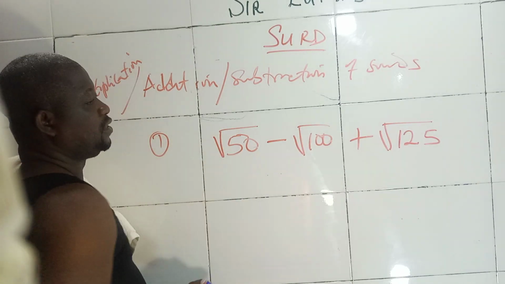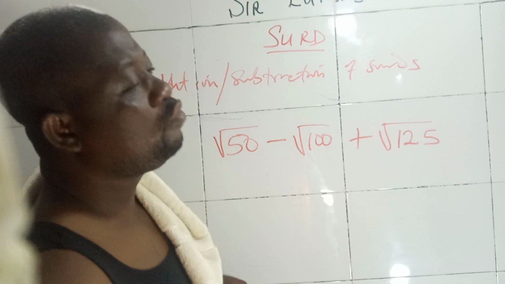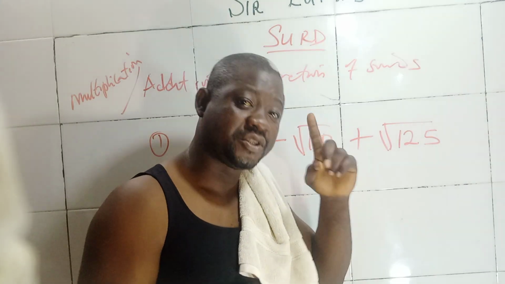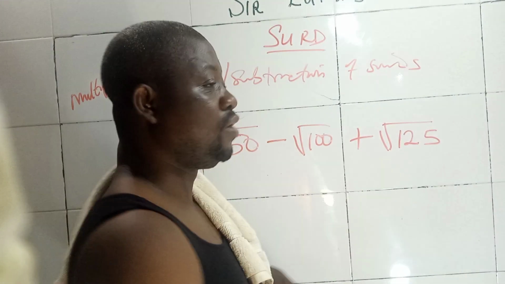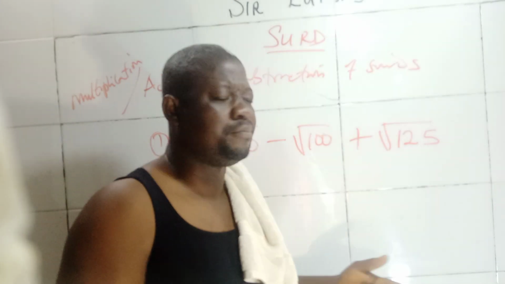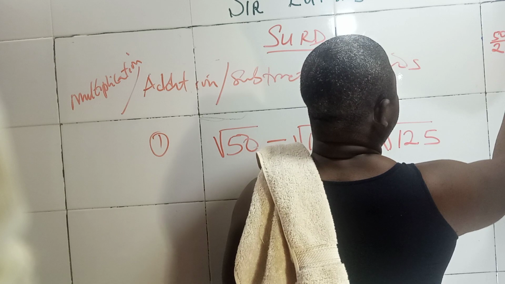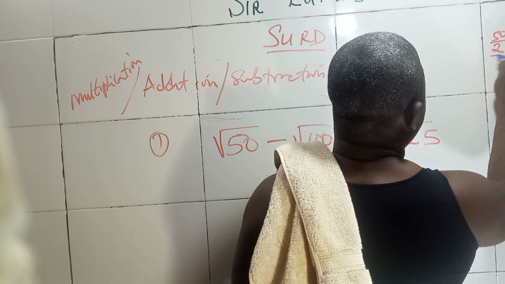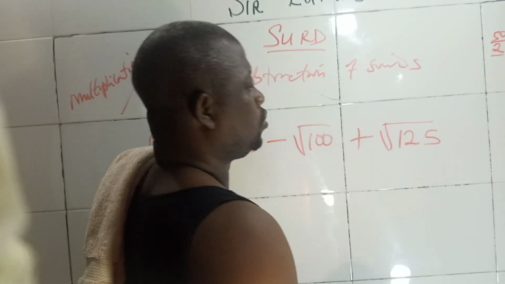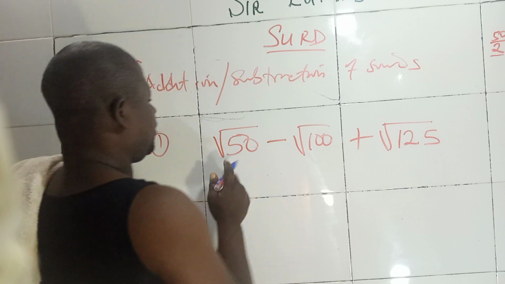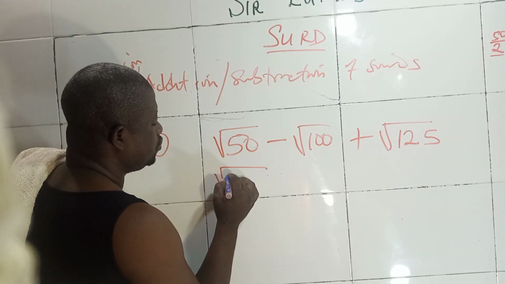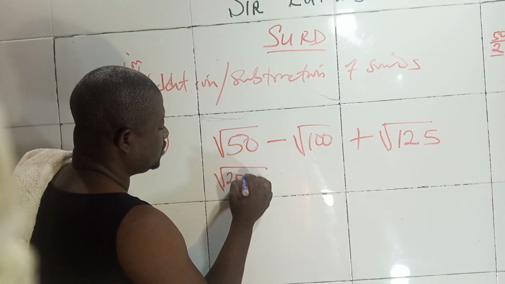What is root 50? Don't forget what I told us. Always divide with the smallest number, which is 1. 50 divided by 1 will give you 50. Then go to the next number, which is 2. Then 50 divided by 2, and that is 25. It means 2 and 25 are the factors of 50. So you now rewrite 50 as square root of 25 times 2.